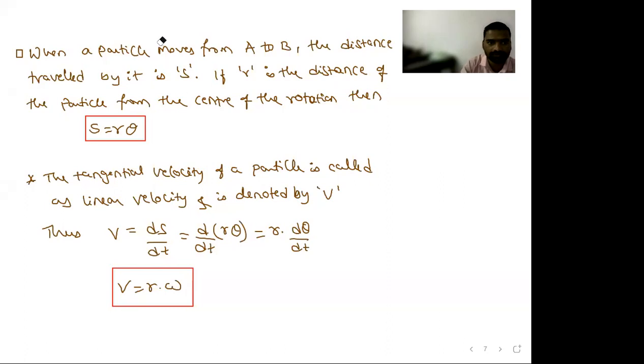Yes, sir. Can I go for next slide? Yes, sir. Okay. Then right on. The linear acceleration.